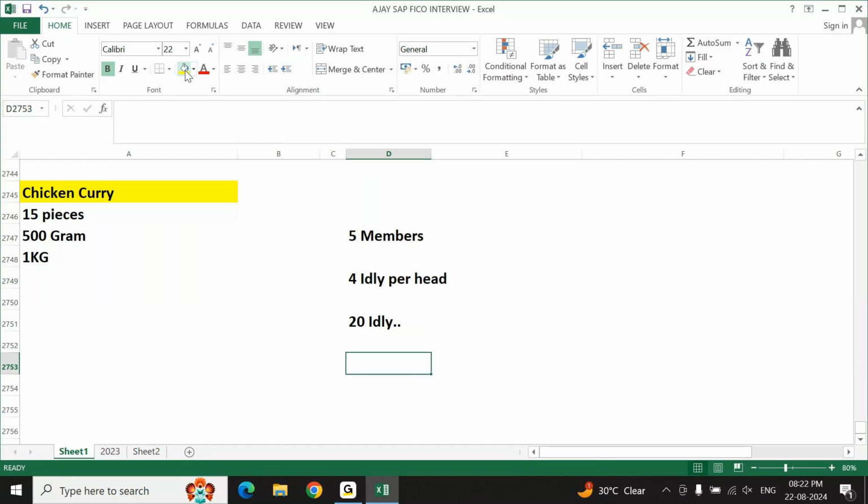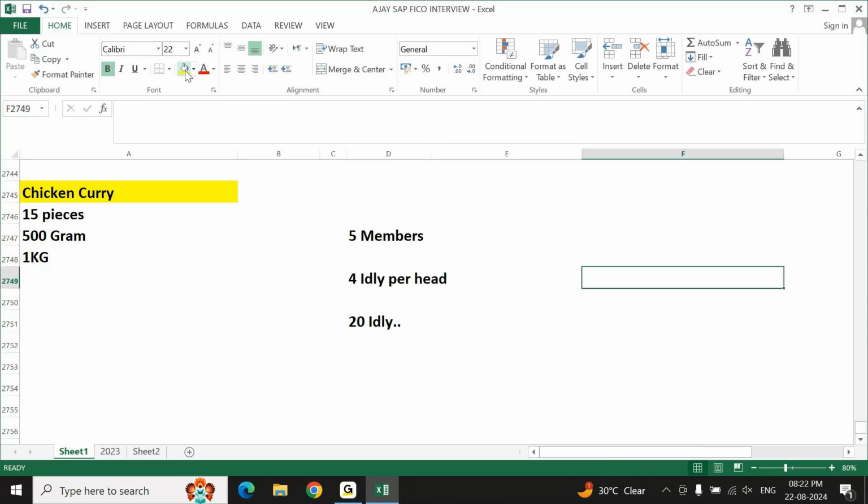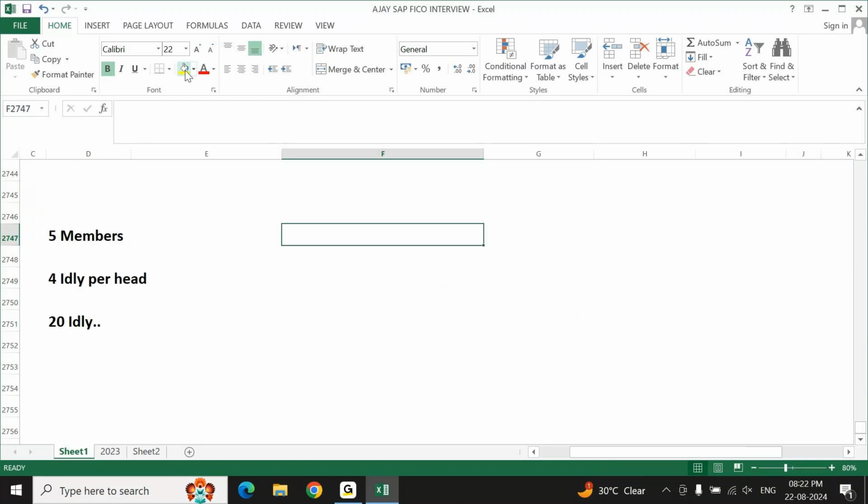Now if you wanted to feed 4 idlis per head in your family, is it ideal to prepare at home, or is it ideal to buy outside, in a hotel? Prepare at home will be good, sir. Right, there are 2 or 3 factors that you are going to consider. One of the factors is cost. Is this the key factor or not? Why are you preparing at home?